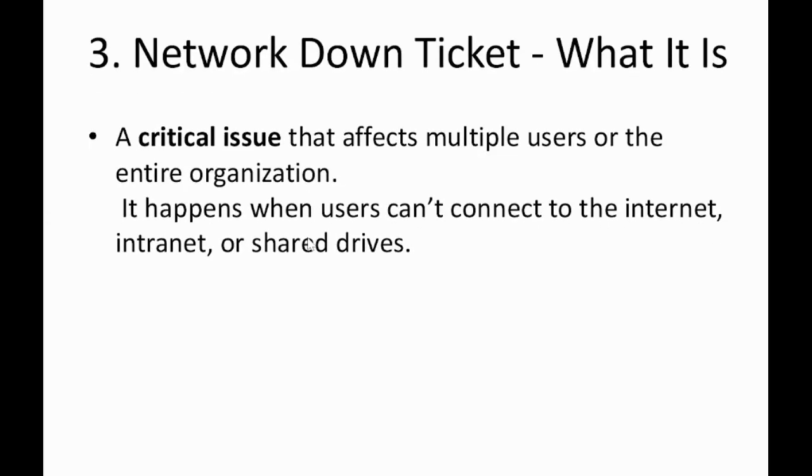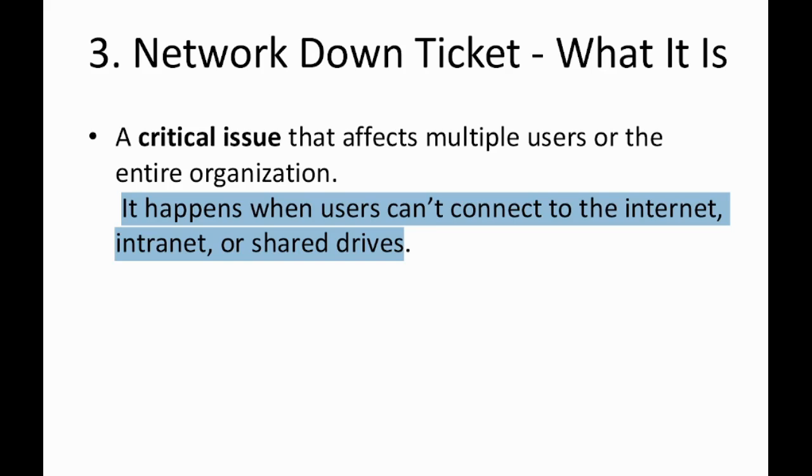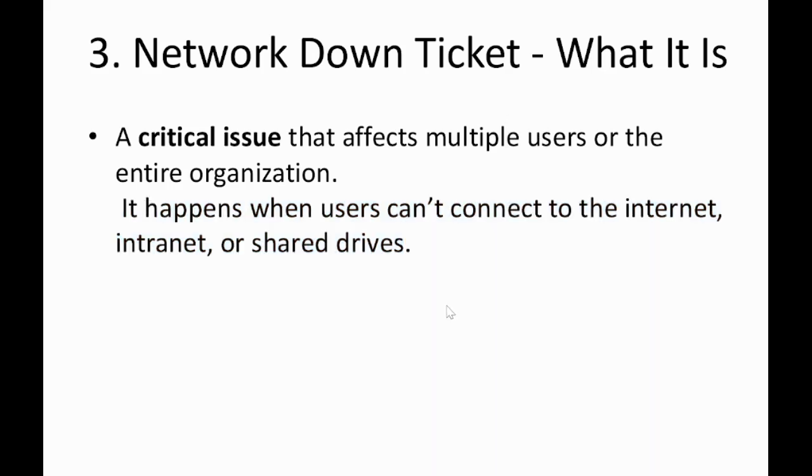Third issue is like the network down ticket. It is a very high impact ticket. Okay, it's a critical ticket. Suppose you are getting any ticket related to the network down, so you can see it is a critical issue that affects multiple users or the entire organization. It happens when users can't connect to the internet, intranet, or shared drives. So this issue mainly creates problems.